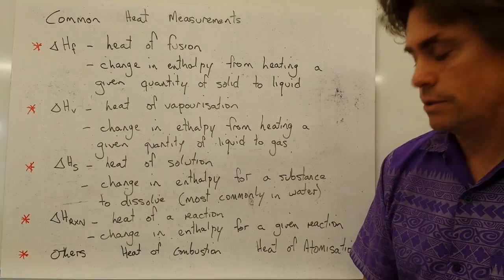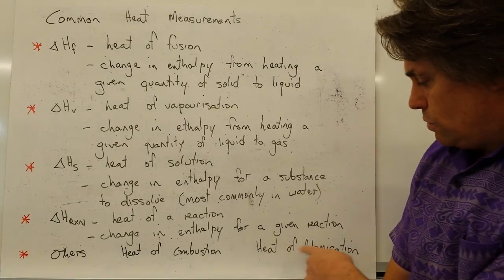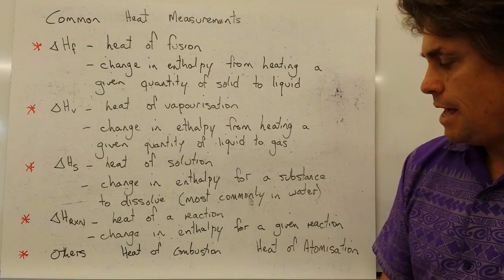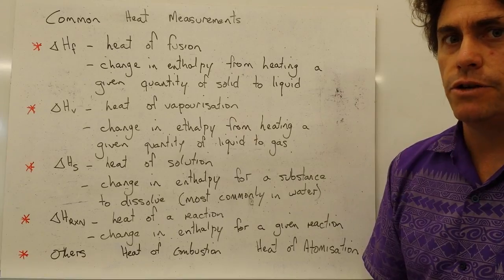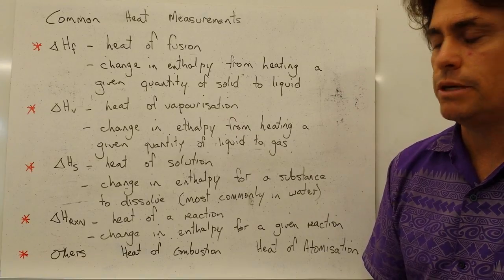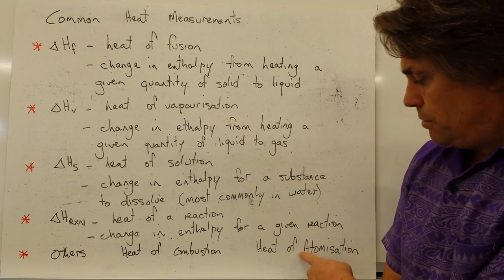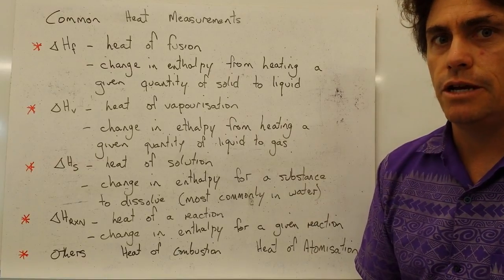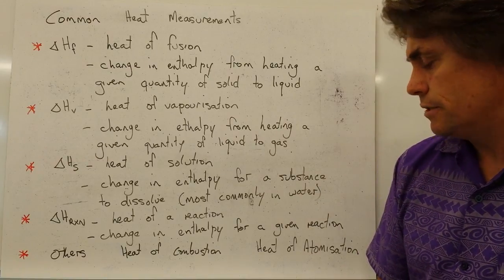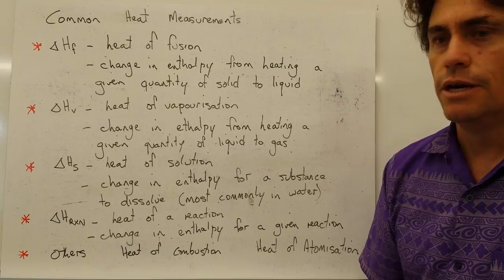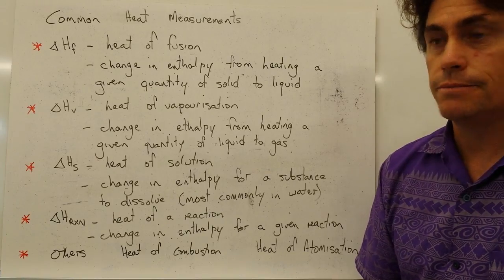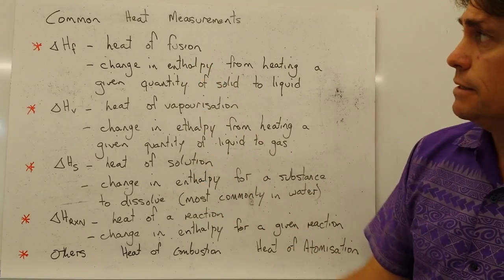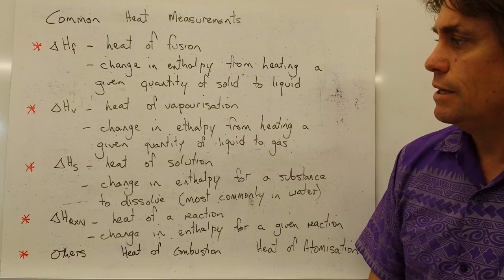our organic molecules. And finally we have what's called heat of atomization, and that's the heat required to convert any substance to its atomic form. So a nice example might be oxygen as a diatomic gas. How much heat is required to convert this to oxygen atoms? So there are our common measurements that we make for heats.